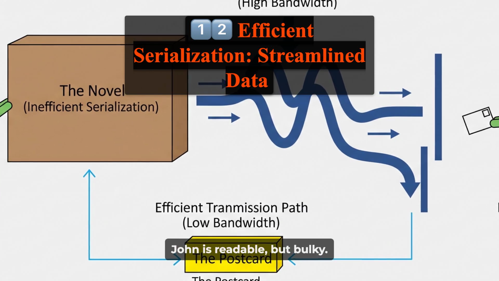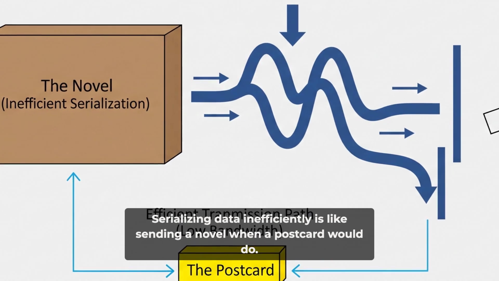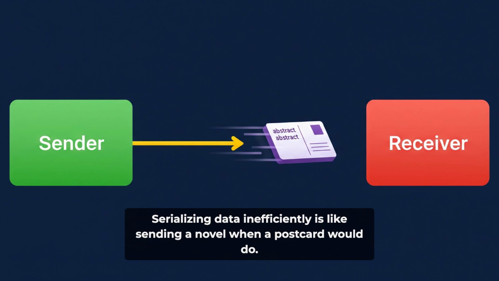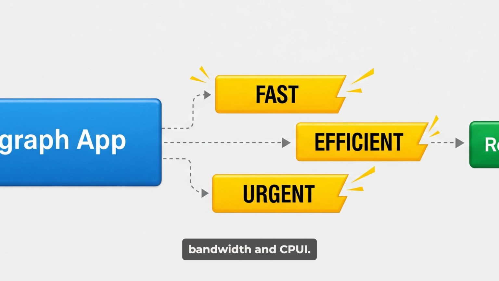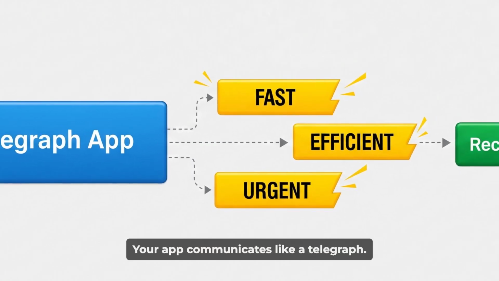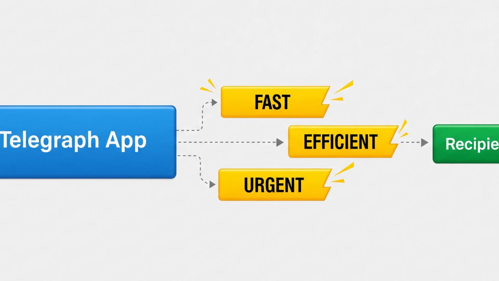JSON is readable, but bulky. Serializing data inefficiently is like sending a novel when a postcard would do. Use formats like protocol buffers or Avro for compact, fast serialization that saves bandwidth and CPU. Your app communicates like a telegraph, short, sharp, and straight to the point.